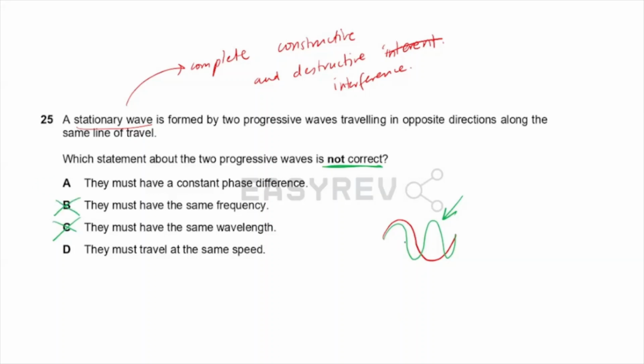And since they should have the same frequency and same wavelength, they will automatically have the same speed as well. So D can't be true either. Automatically that means they must have a constant phase difference. And even this is true.